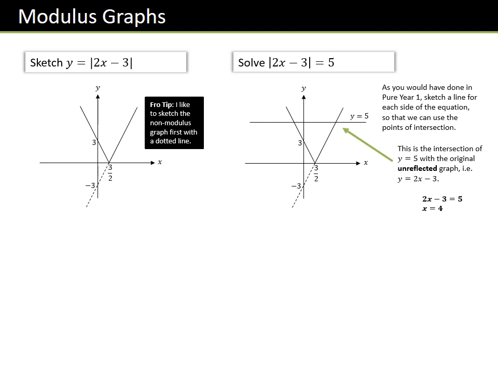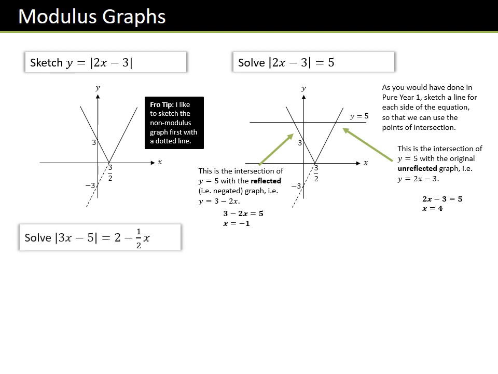For this point here, this is the intersection with the reflected graph. So this is the negative version of that graph. So everything in this part here will be the negative version of it. So the negative version of the minus 3 will become 3. So it's 3 minus 2x is 5. And again, I just solve that. So either x is minus 1 or x is 4 as my solutions.